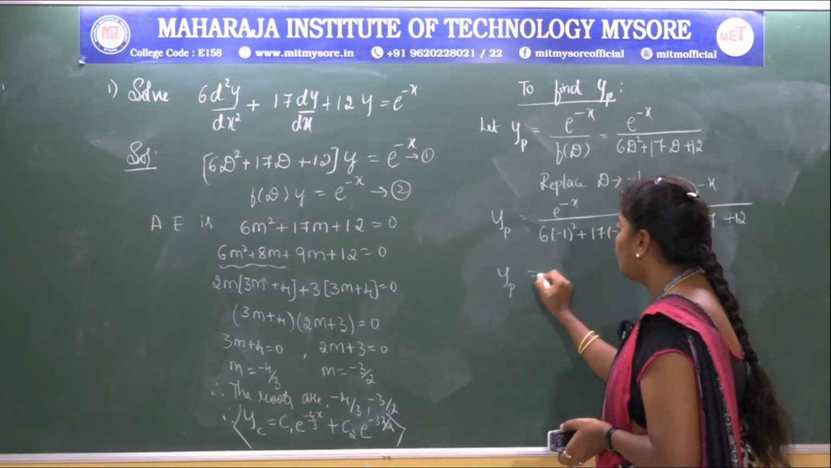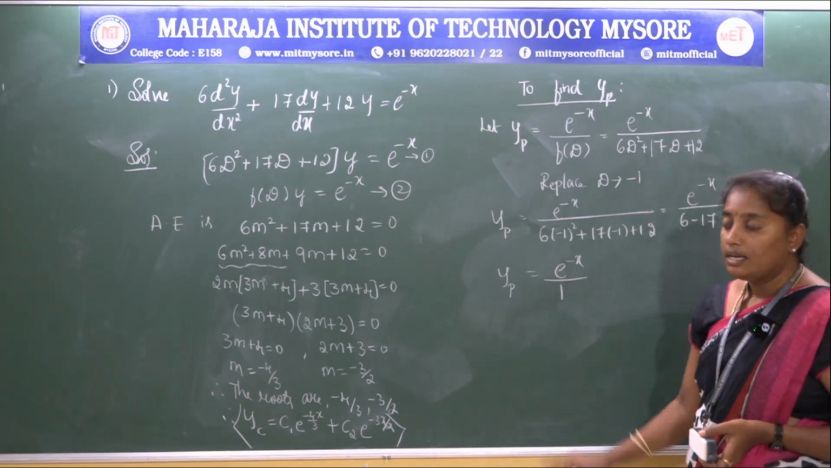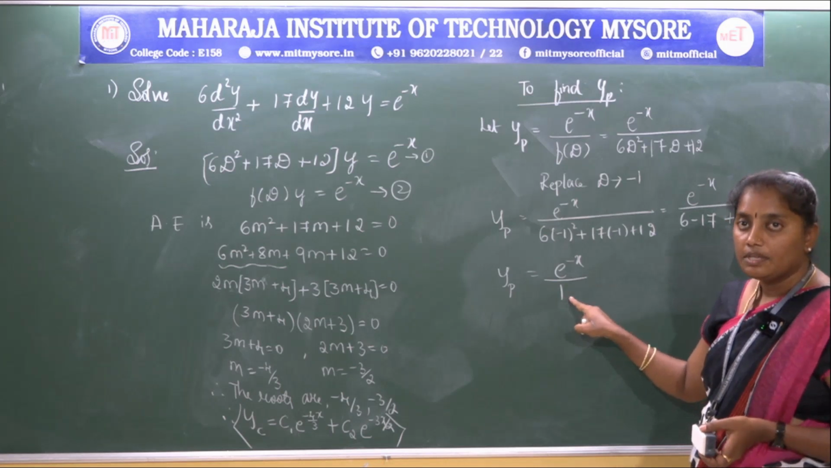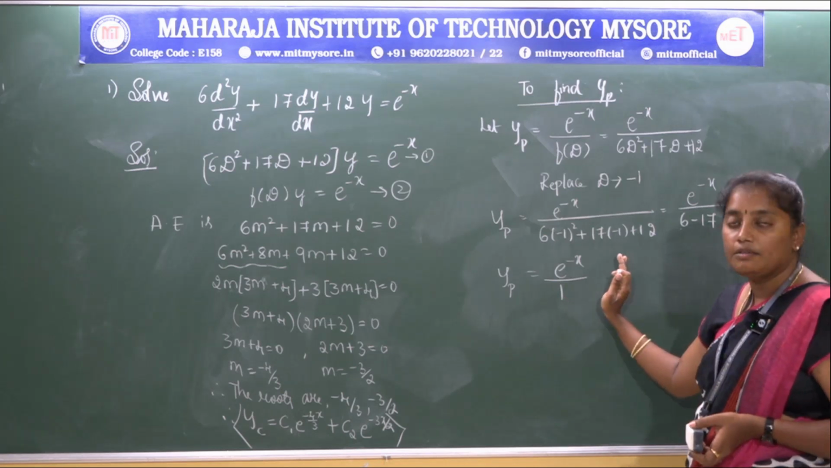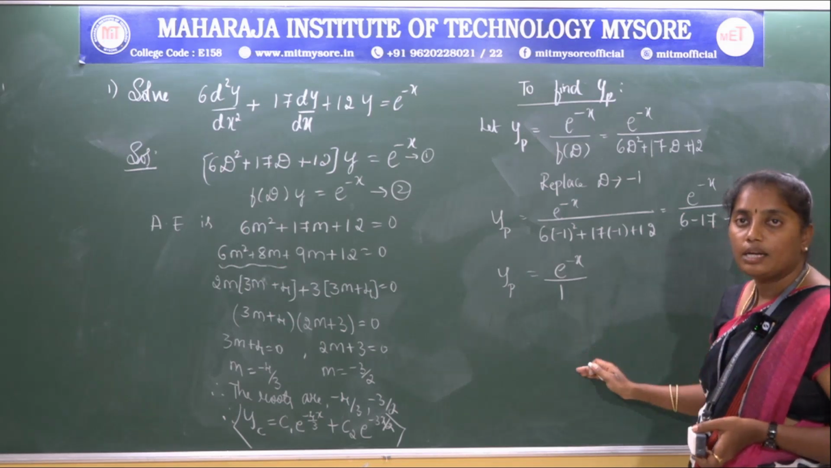yp is equal to e power of minus x divided by 1. Here the denominator value is not equal to 0. If this is not equal to 0, then this is the solution of the particular integral. If it is equal to 0, we have to continue further.